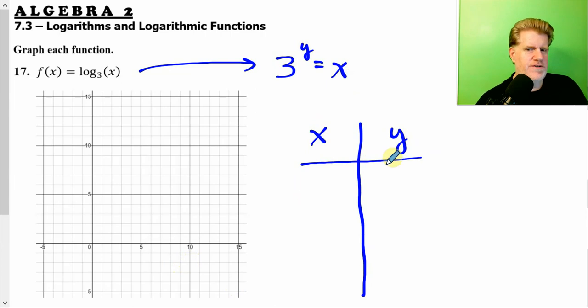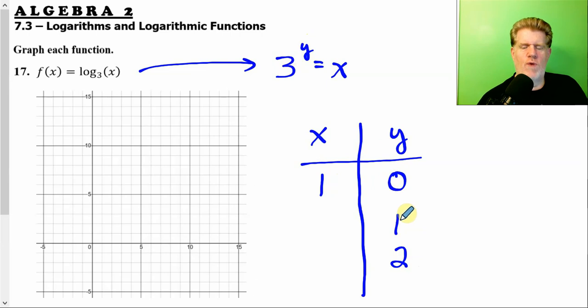And it's okay if we start backwards with our chart. What I mean by that is, give me a value for y. A nice easy one. Beautiful. 0. Love it. What's 3 to the 0 power? 1.